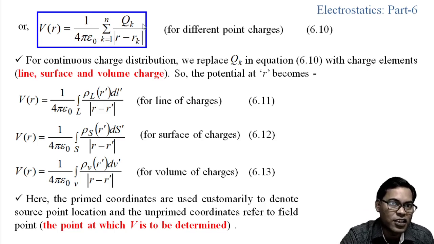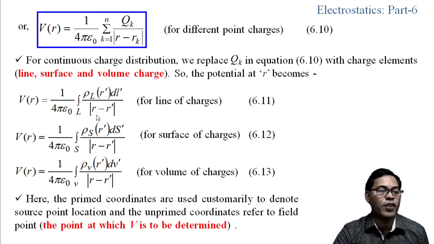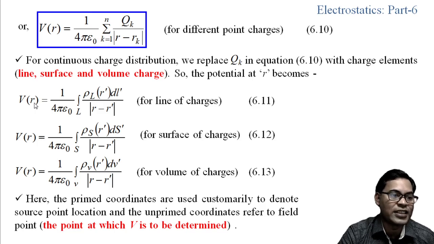So for suppose it is a line charge, this line charge will be a function of r prime, because it is not at the origin. If it were at the origin then it would be a function of r, but we are considering it is not at the origin, so it will be rho_l(r prime) dl prime. So here you can see that V(r) equals 1 by 4 pi epsilon naught line integral of rho_l(r prime) dl prime over mod of r minus r prime, for the line charge. That is the potential at some point whose distance is r from the origin, given by 6.11.